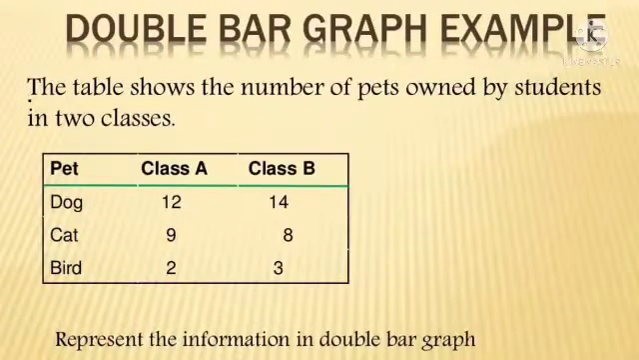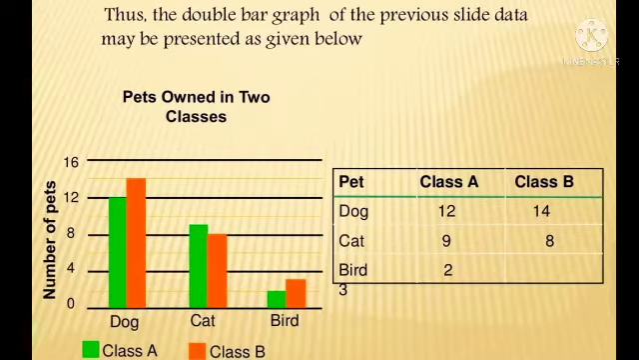Double bar graph. Double bar graph example. The table shows the number of pets owned by students in two classes. Now, let us represent the information in a double bar graph. Thus, the double bar graph of the previous slide data may be represented as given below.